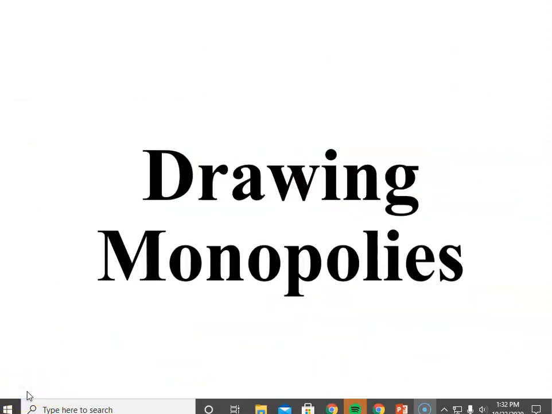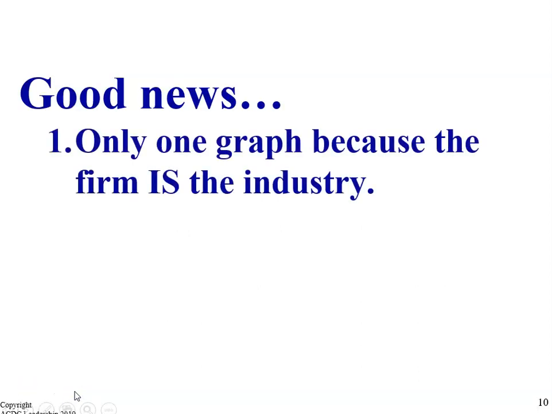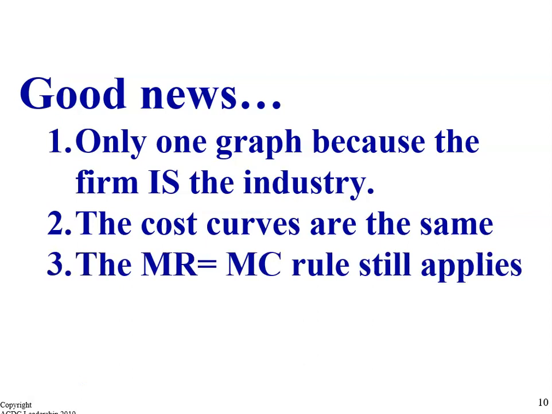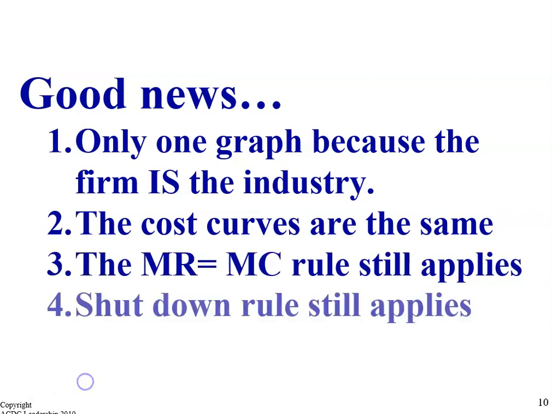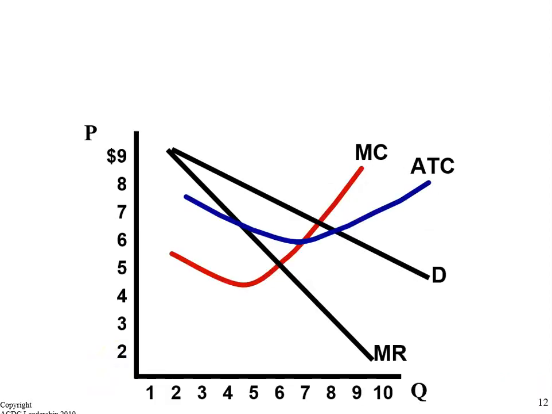Drawing monopoly graphs is going to look different than for perfect competition. The good news is that there's only one graph because the firm is the industry. The cost curves are the same. We're going to use the same profit maximizing rule where MR equals MC. The shutdown rule still applies as well. So, maximizing profit for a monopoly.